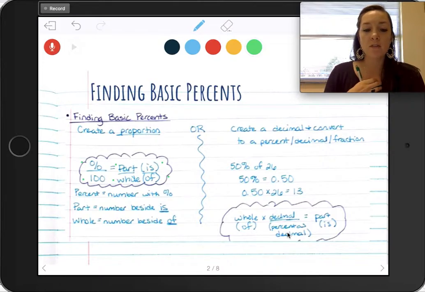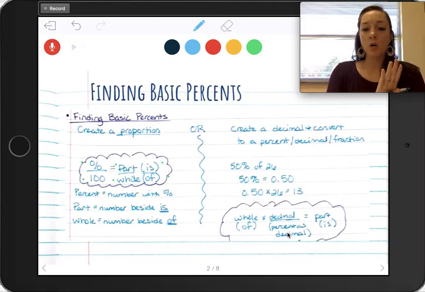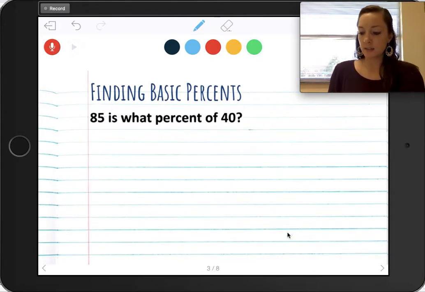So if I want to find 50% of 26, 50% is 0.5 as a decimal, then I multiply by 26 to get 13. So when we're doing it that way, we always do whole times the decimal equals the part, okay? So let's practice this.